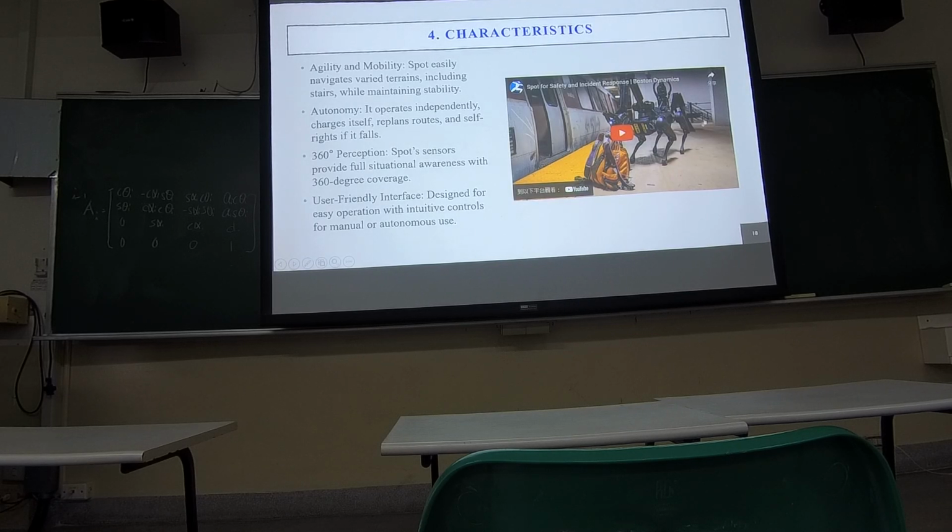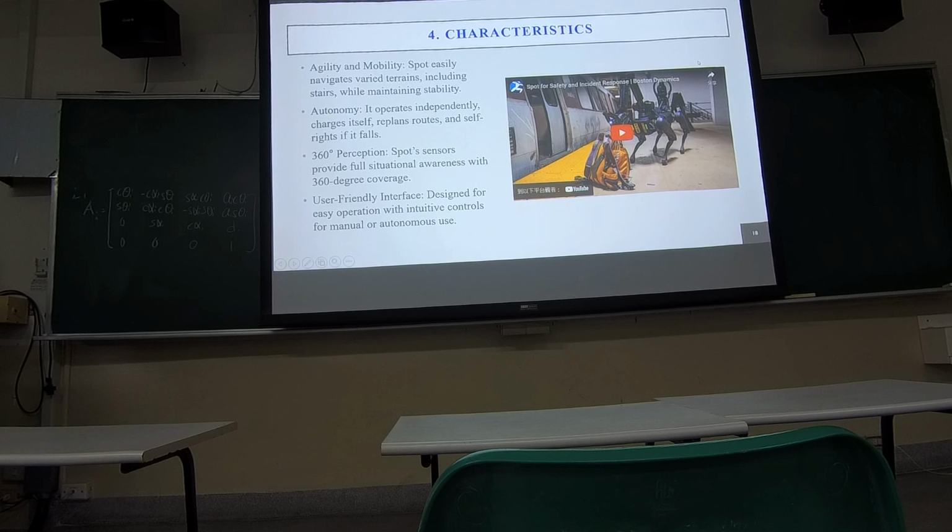This is the last part, the characteristics. Flexibility and mobility: Spot can navigate various terrains, climbing steps while maintaining stability. Autonomy: it operates independently, tracks itself, and can self-right if it falls. Perception: its sensors provide full situational awareness with 360-degree coverage.